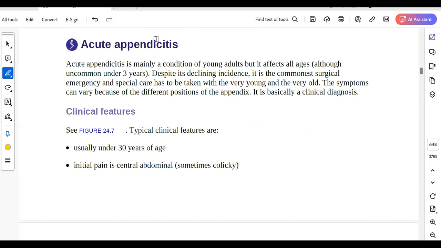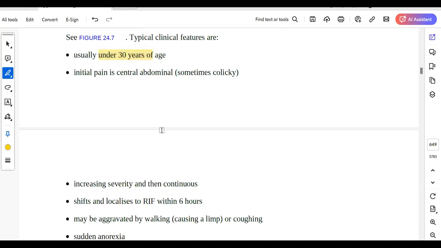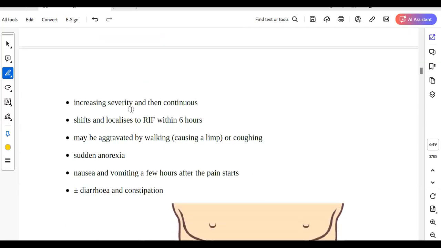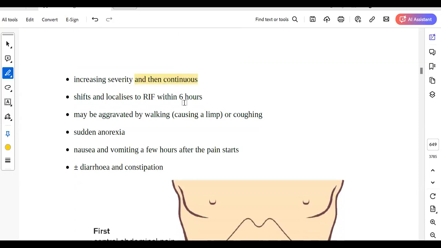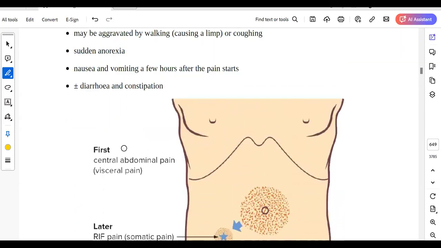Acute appendicitis in adults. So acute appendicitis is not uncommon in young adults. It can affect anyone at any age. It is the commonest surgical emergency. Okay, so how does the patient usually present? Usually patients under 30 come to you with a central abdominal pain, so periumbilical pain. The pain gradually becomes continuous, and then within 6 hours, it shifts from the umbilicus to the right iliac fossa.